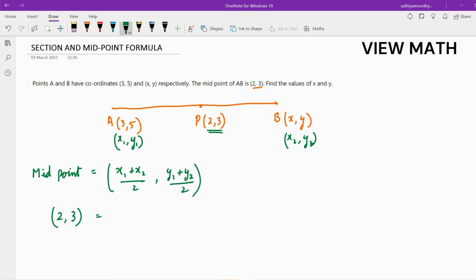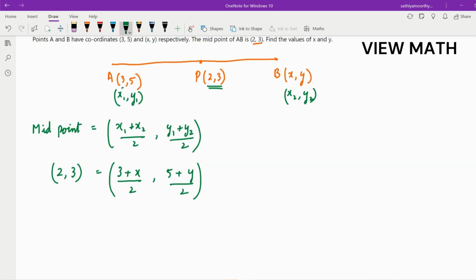This is equal to x1, x1 is 3. So 3 plus x2 is x by 2, y1 is 5 plus y2 is y by 2. So this is my x coordinate and y coordinate. I'm going to equate the x coordinate to x coordinate and the y coordinate to y coordinate to find out x and y. So let me equate it.